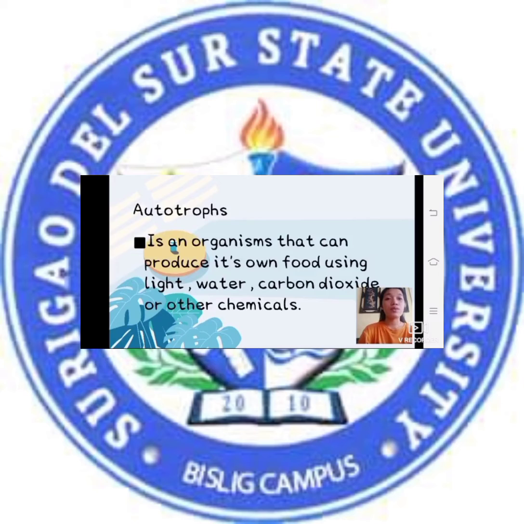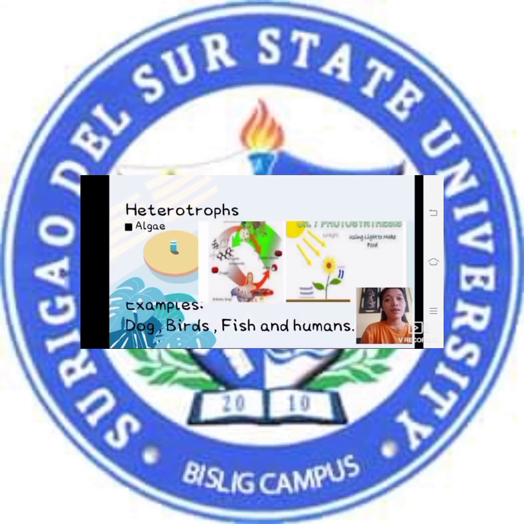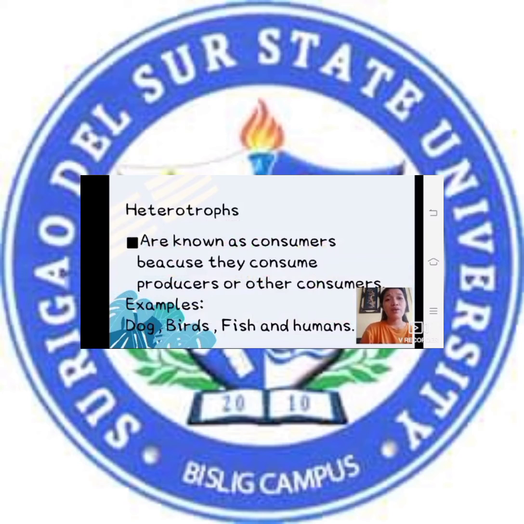Producers or autotrophs are organisms that can produce their own food using light, water, carbon dioxide, and other chemicals. Examples of these are plants and algae because they are capable of photosynthesis. Autotrophs can also be called producers because they produce their own food. Next are the heterotrophs, known as consumers because they consume producers or other consumers.